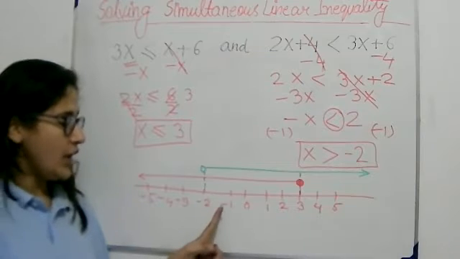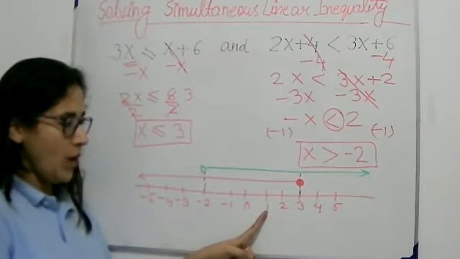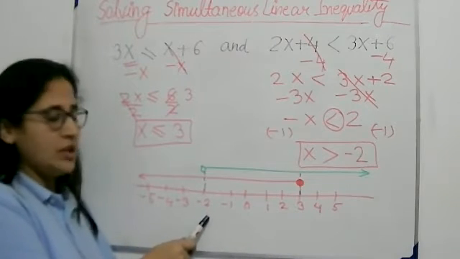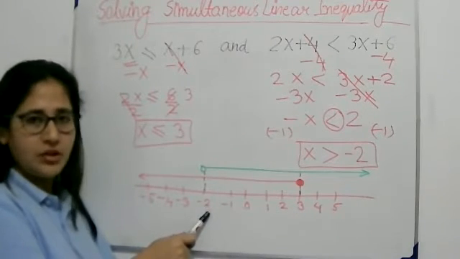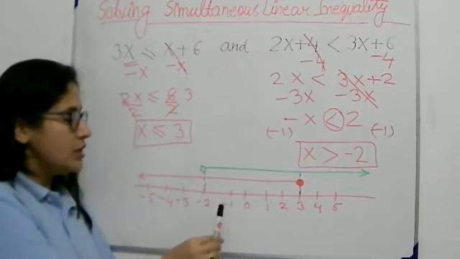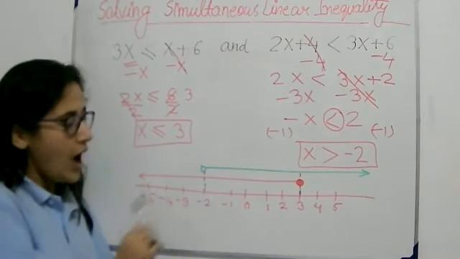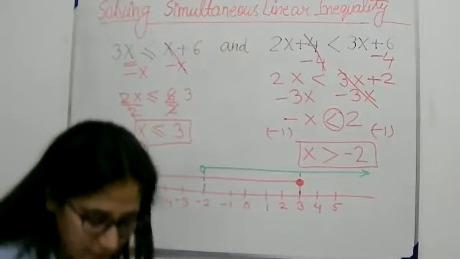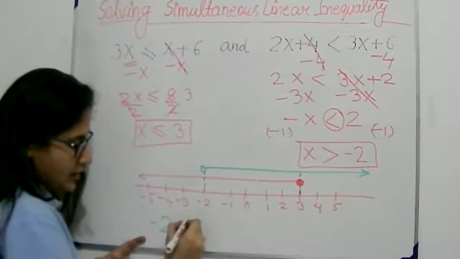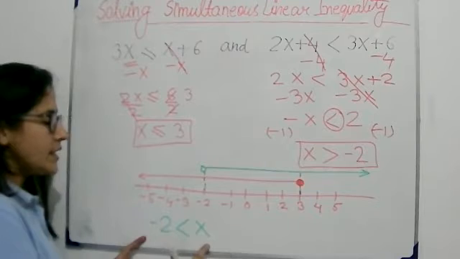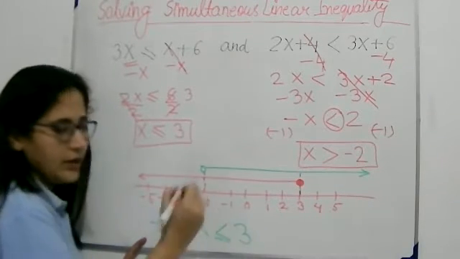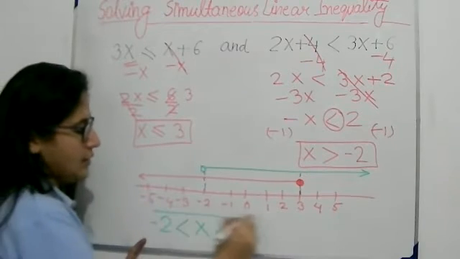So what are the common solutions? -1, 0, 1, 2, and 3. -2 is not a common solution. According to the first inequality, -2 is a solution, but according to the second, all values are greater than -2, so -2 is not a common solution. So how do we write the answer? It is like this: x is greater than -2 and less than or equal to 3. This is the way to write our answer.